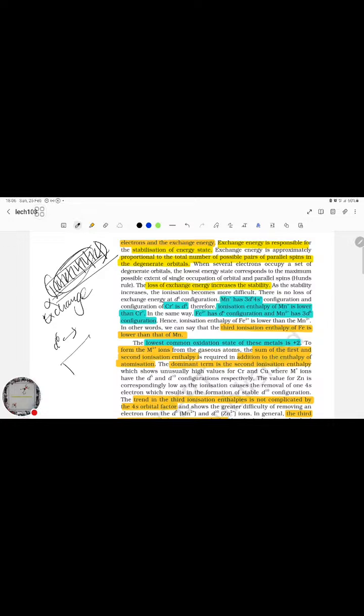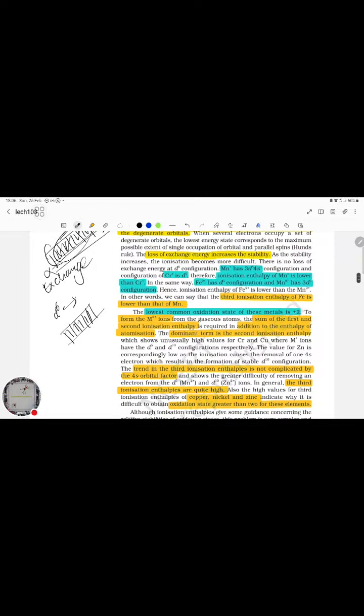Basically, it is forming this more amount of... So Mn plus has 3d5 4s1 configuration, and the configuration of Cr plus is 3d5. Therefore the ionization enthalpy of manganese is lower than chromium. Now the configuration of chromium plus is 3d5. Removing an electron from this 3d5, compared to manganese plus, which is 4s1 3d5, removing the 4s1 electron from 4s1 3d5 is going to be relatively easier. So the enthalpy is going to be lesser for manganese than that of chromium.